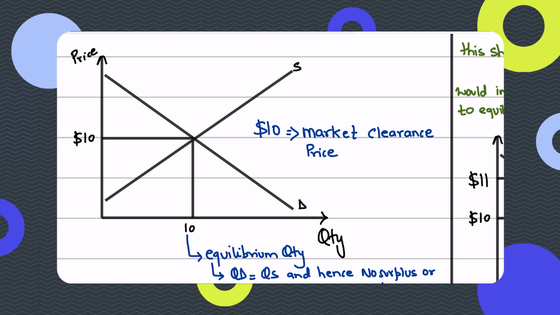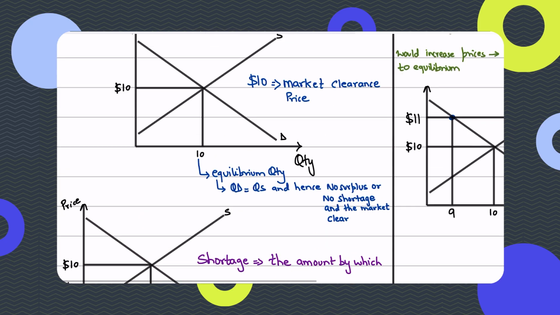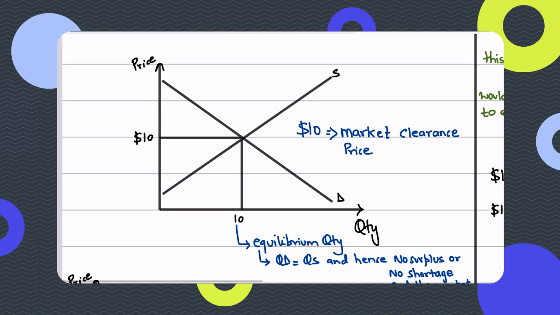$10 is known as the market clearing price, right? While 10 units represents the equilibrium quantity. This is the quantity at which quantity demanded equals quantity supplied, and hence there is no surplus, no shortage, and the market clears itself. Market cleared itself meaning no surplus, no shortage, neither excess demand nor excess supply. Demand exactly matches supply.